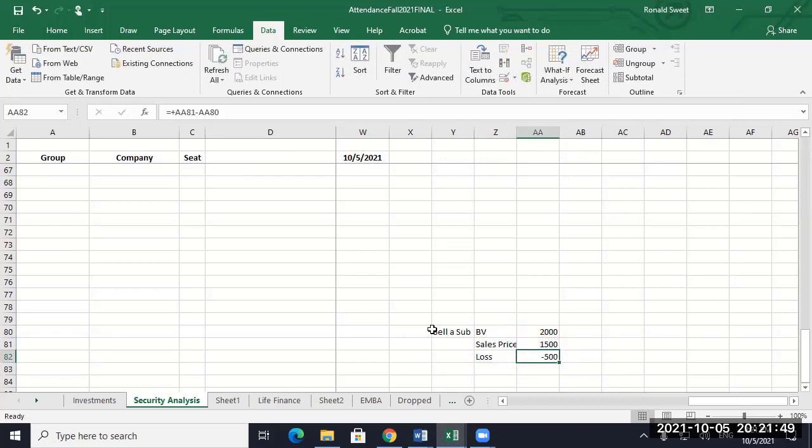500 million. So where does the sales price go in the cash flow statement? You remember that? Where do they put that one? That is a cash flow, right? Where does that cash flow go?